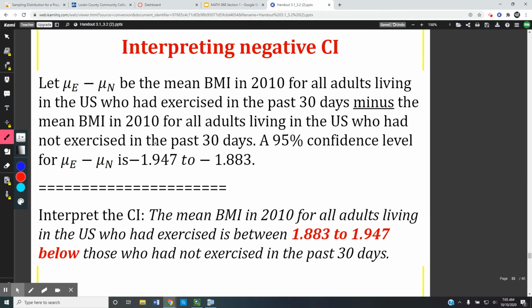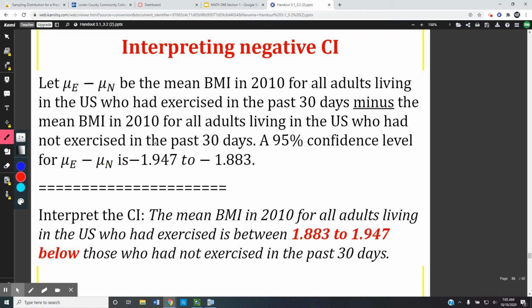So under our interpretation of a CI, it says let mu of E minus mu of N be the mean BMI for 2010 for all adults living in the U.S. who had exercised in the past 30 days, minus the mean BMI for 2010 adults living in the U.S. who had not exercised. So we're taking people who exercised, their mean, and we're subtracting the mean of people who did not exercise, and getting a value. A 95% confidence interval for this is negative 1.947 to negative 1.83.